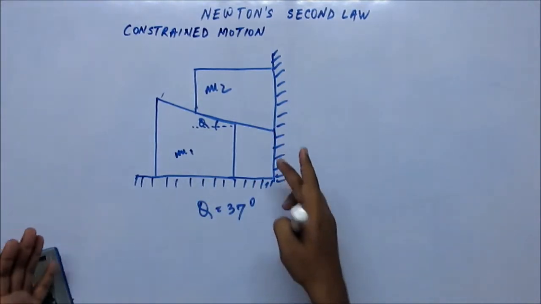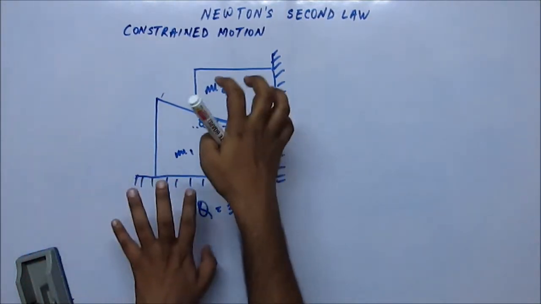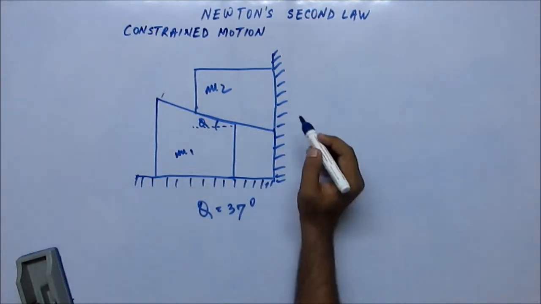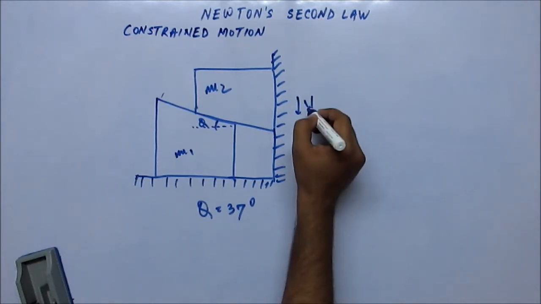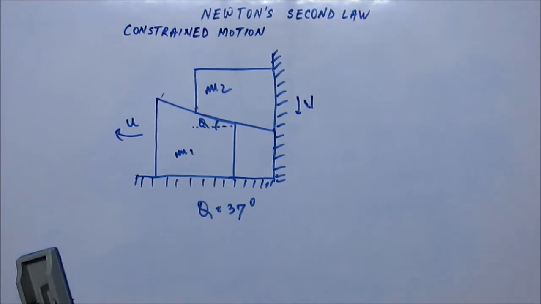So what's going to happen? This m2 is going to come down and this m1 is going to slide to its right. You can feel that? So suppose the vertical velocity of m2 is v and the horizontal velocity is u. You have to find the relation between the velocity v and u.